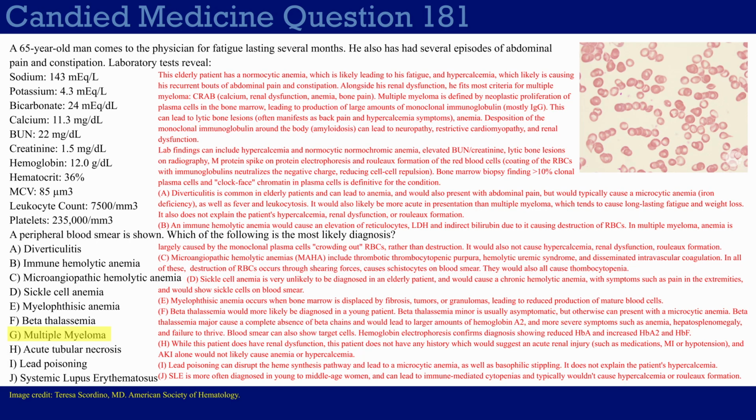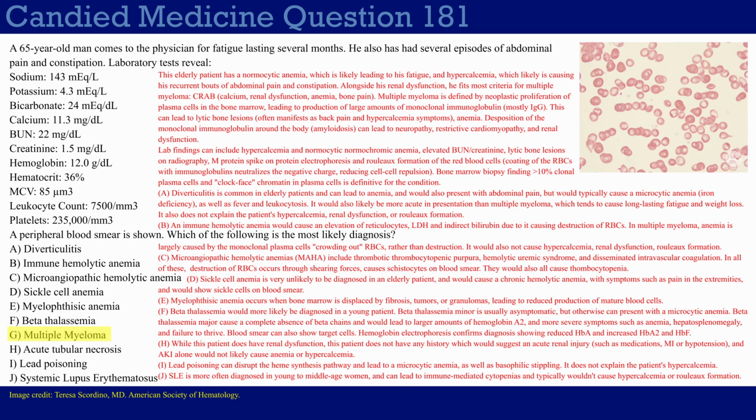Choice A, diverticulitis. This is a pretty common thing you can see in elderly patients. This is basically an infection of a diverticula. So if it was diverticulitis, you would have infection signs, right? Usually you would have a fever and leukocytosis. And since it's an infection of a diverticula, you would think it's probably more acute most of the time rather than having this long-lasting fatigue that lasts for several months.